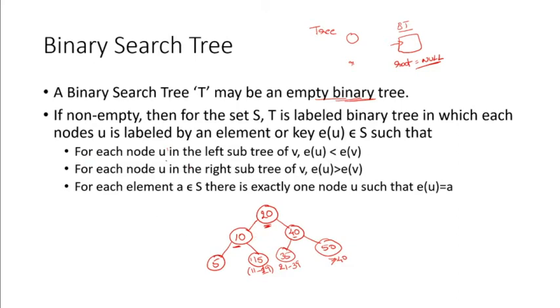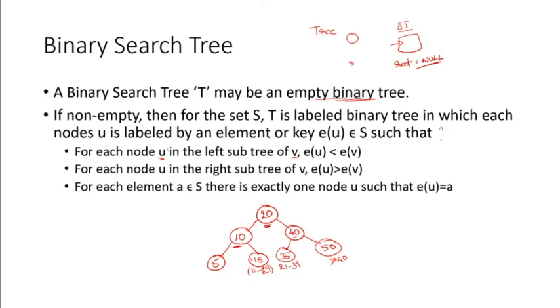For each node u in the left subtree of V, E of u is less than E of V. Here, V is nothing but the root node or any other node. So E of u will be less than E of V if it is located to its left hand side. In the same way, if you take a u which is on the right hand side, then E of u will be greater than E of V.